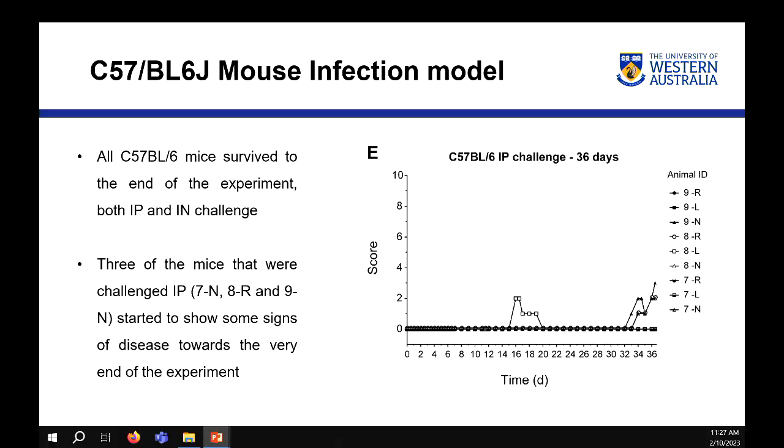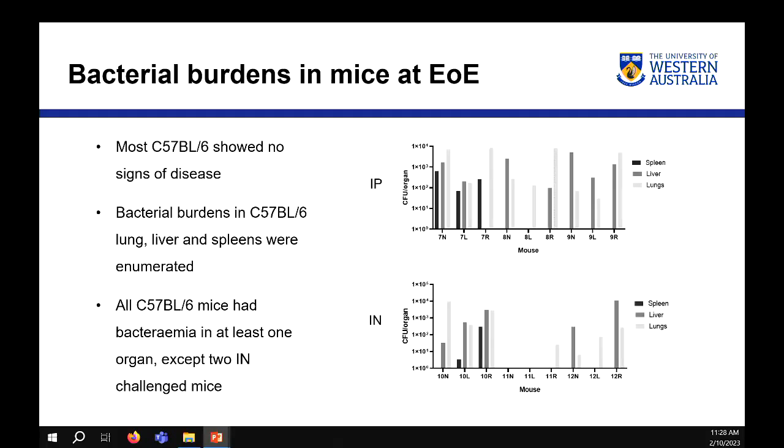And you can see that most animals scored 0, basically. Except that this animal here showed some signs, but then was fine again. But towards the end of the experiment, you can see we're seeing increasing signs of symptoms. But at the end of the experiment, when we had a look at the organs, you can see that for IP challenge, they all had bacteremia. Clearly, even though some of these are quite high, about 10,000, despite having that much bacteria, these animals looked quite healthy. And then with the intranasal, we saw these 2 manage to clear infection, but the rest did have some bacteria.